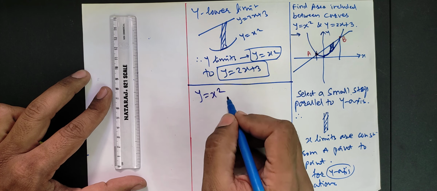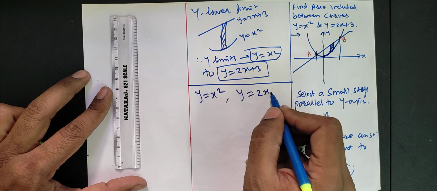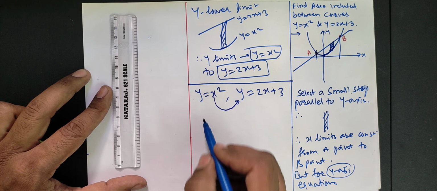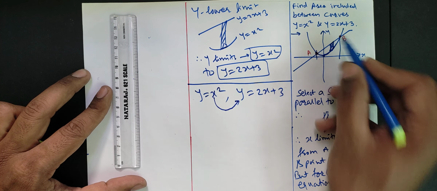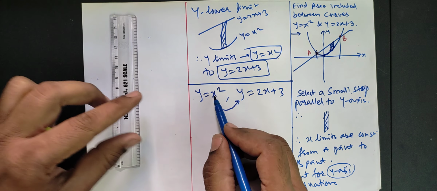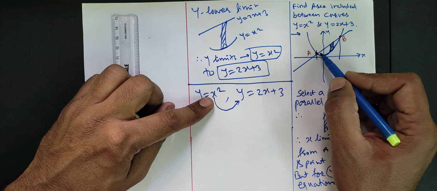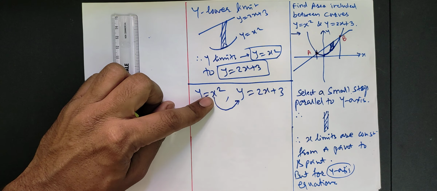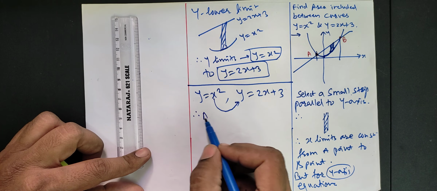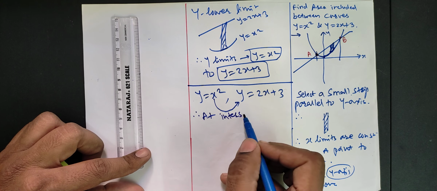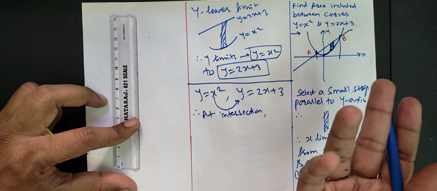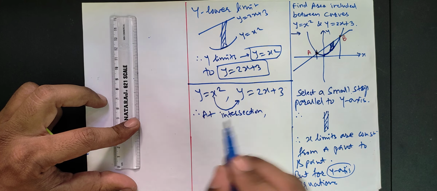What is given to us? y equals x square, and the second equation, y equals 2x plus 3. I am substituting this x square value into this y, because point A and point B are called the intersection. At intersection you get both points simultaneously. Both curves satisfy the equations at point A and at point B. So at intersection, meaning at crossing, whenever those two curves cross each other, both equations are satisfied by this point A and by this point B. So I can substitute anywhere.